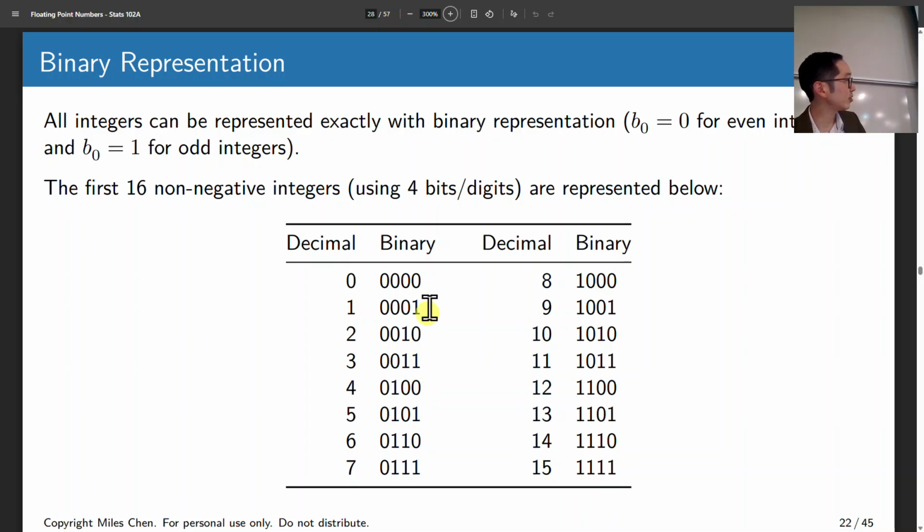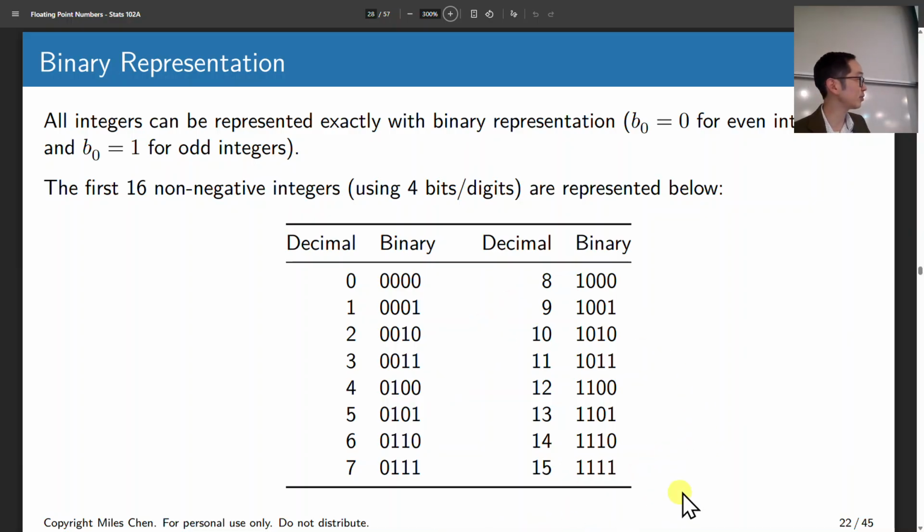Again, the powers of 2 are the 1s, 2s, 4s, and 8s. So 4 is a 1 in the 4's place. 5 is a 4 plus a 1. 6 is a 4 plus a 2. And 7 is 4 plus 2 plus 1. Over here I have 8. 9 is 8 plus 1. 10 is 8 plus 2. 11 is 8 plus 2 plus 1. 12 is 8 plus 4. 13 is 8 plus 4 plus 1. 14 is 8 plus 4 plus 2. And 15 is 8 plus 4 plus 2 plus 1.